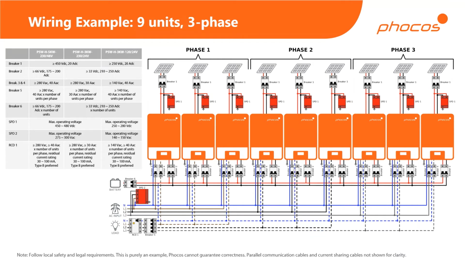And this is the full 9 units symmetrically with 3 units per phase. So if you're using a 5 kilowatt inverter, this will provide you with a full 45 kilowatts of AC power and about 43.2 kilowatts of PV power. So we're starting to get into quite interesting system sizes.